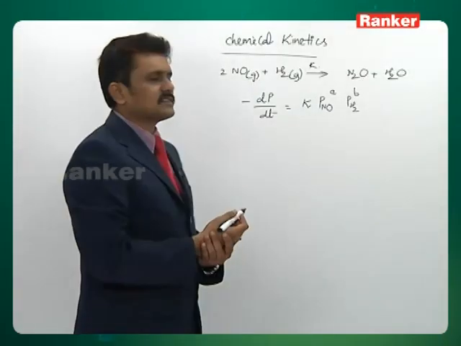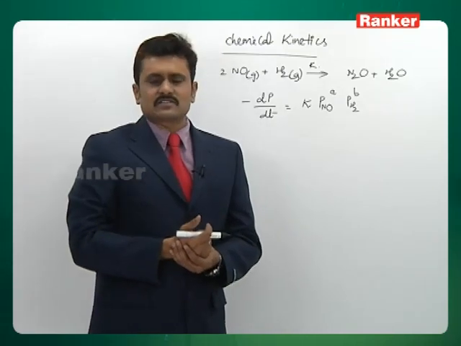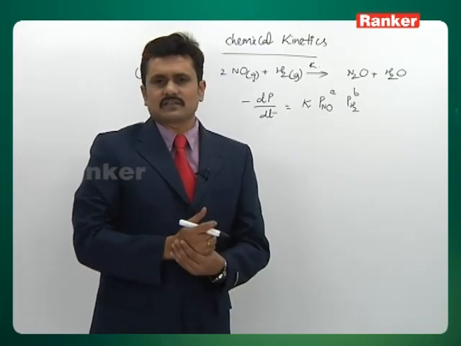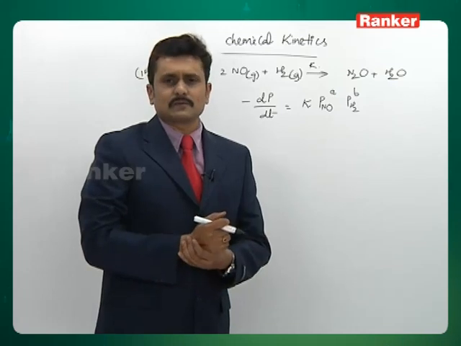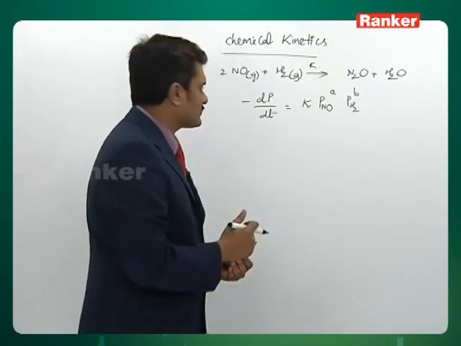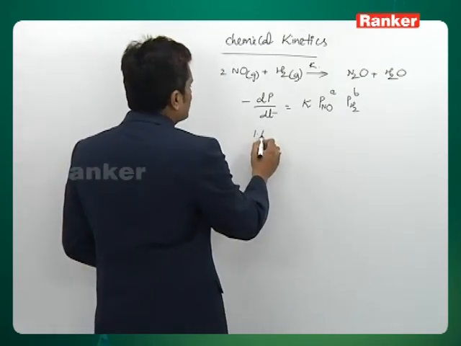Now we have been asked to find the values of a and b in this question by providing the rest of the values. Now you can see here minus dP by dt was found to be 1.5 torr per second. This value is mentioned to us.